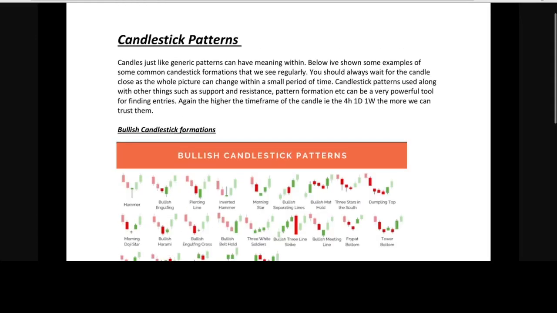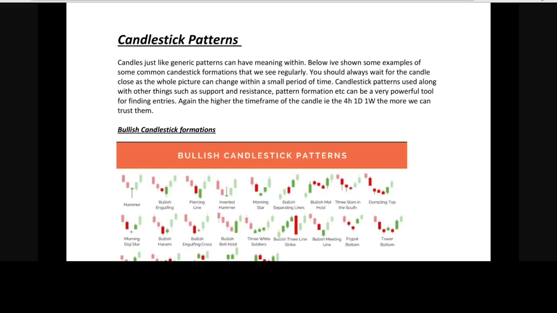So now we've got candlestick patterns, and obviously this is a little bit more in depth, but I'll talk you through it in a timely manner. So candles, just like generic patterns, can have meaning within. I've shown some examples of some common candlestick formations that we see regularly, and you should always wait for the candle to close, as the whole picture can change within a small period of time.